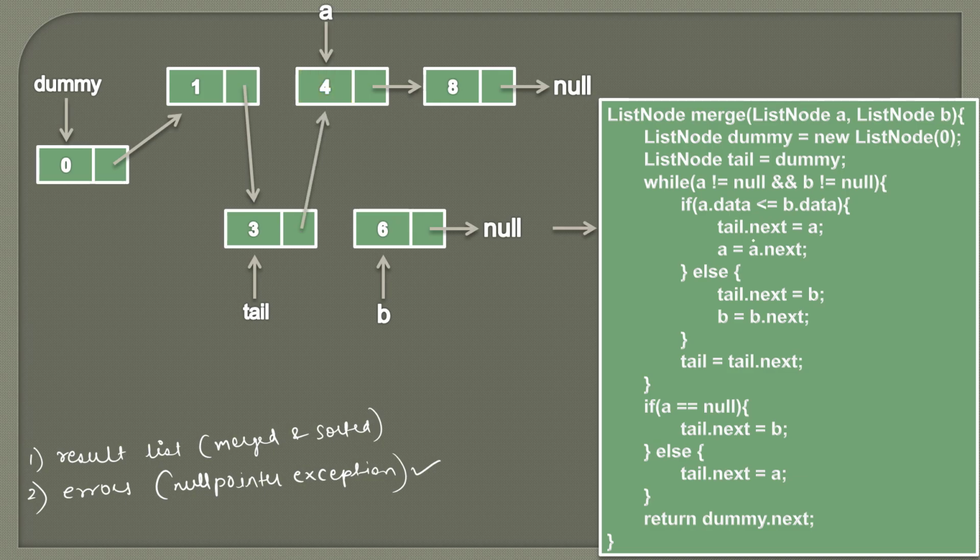After this assignment, we have used 4 also. So we move A to its next node by assigning A dot next to A. A dot next is 8. So A will come to 8 via this reference.